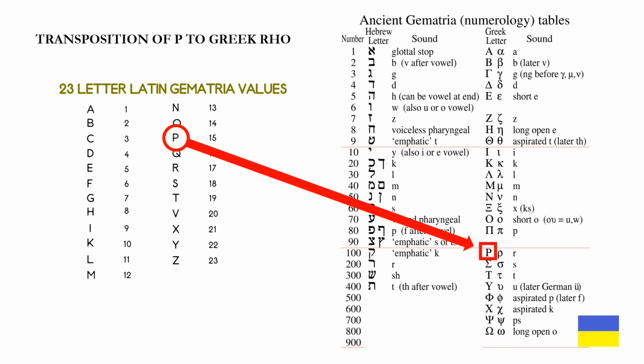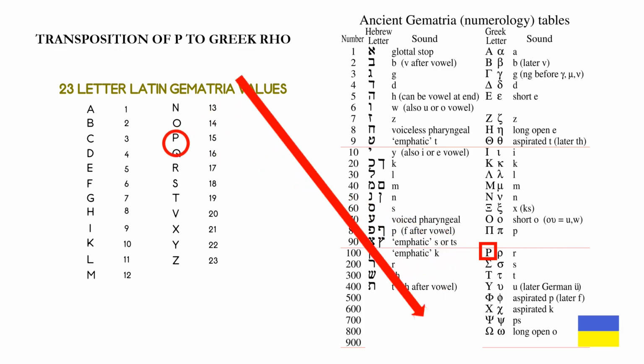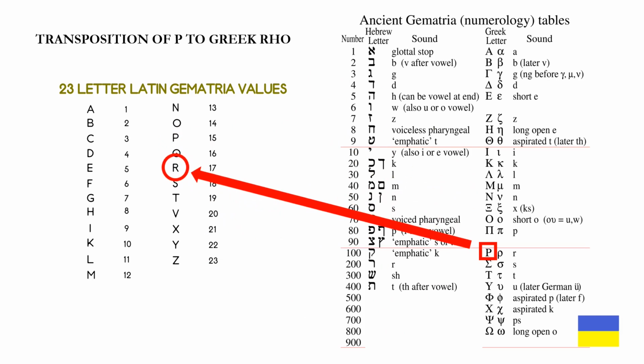You can also transpose the uppercase P to the Greek letter rho, because the initial Greek letter rho is exactly the same as our uppercase P, which means you can transpose an uppercase P through Greek Gematria to become the uppercase R with a value of 17.